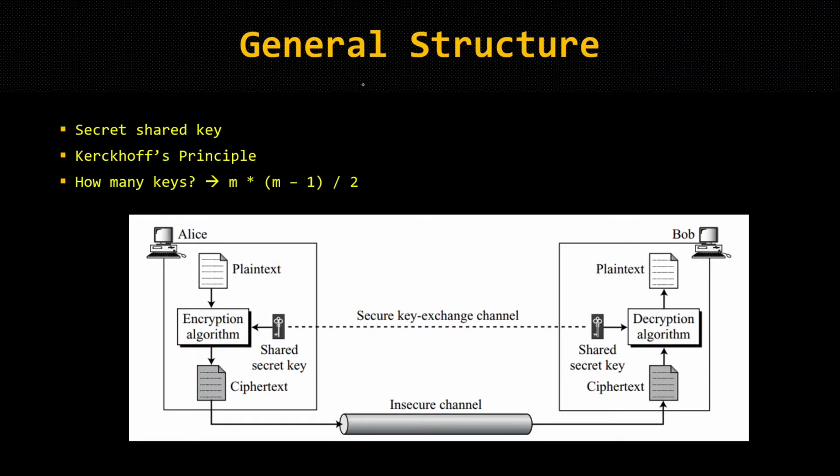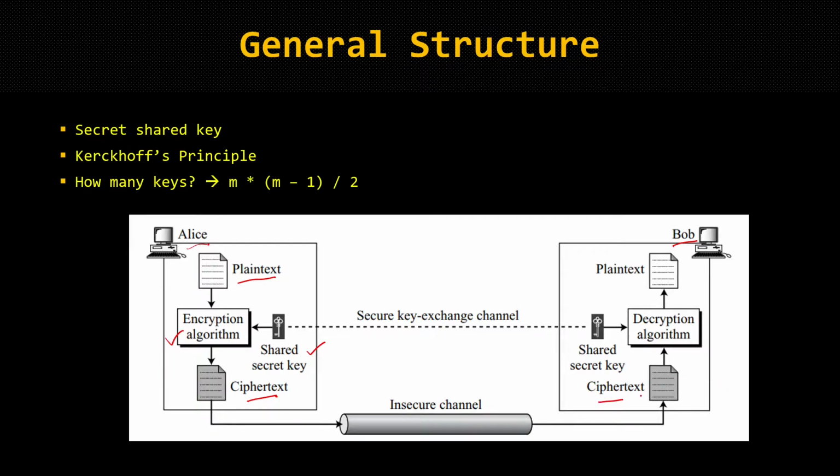Now let us take a look at the general structure of the symmetric key cipher. So as you can see here, we have Alice and Bob. Alice wants to send a message to Bob. Alice will construct this plain text, and using an encryption algorithm and a secret key, Alice will convert this plain text into this ciphertext, right? Then Alice will send this ciphertext along an insecure channel, and Bob will receive this ciphertext.